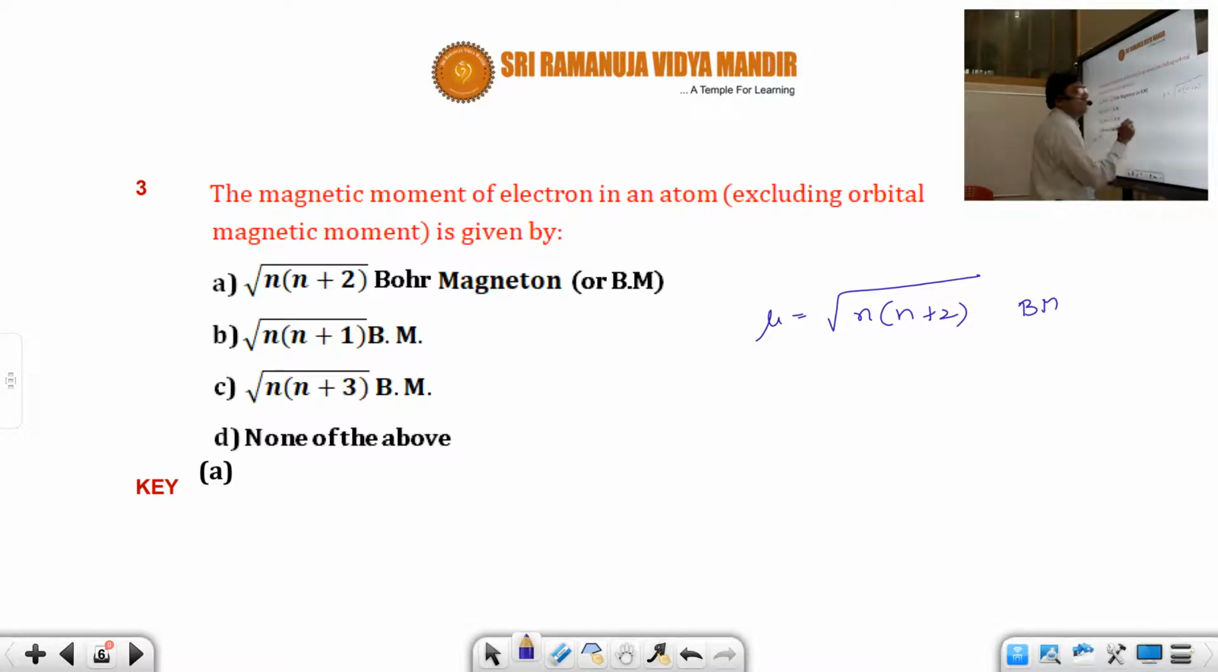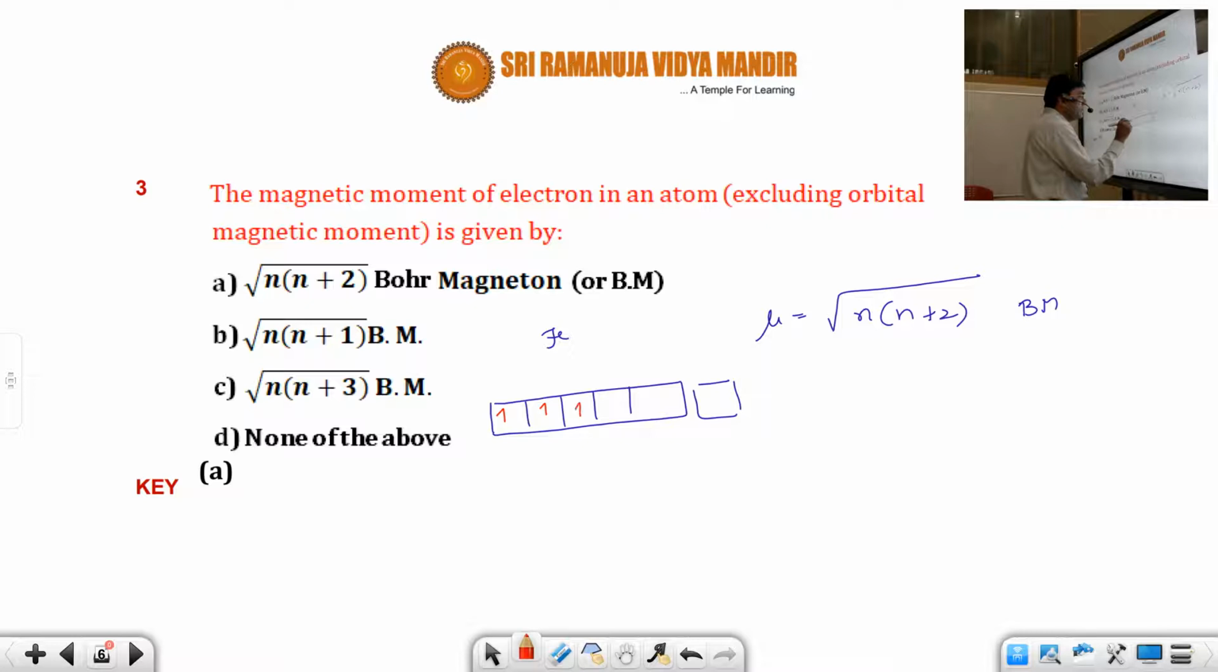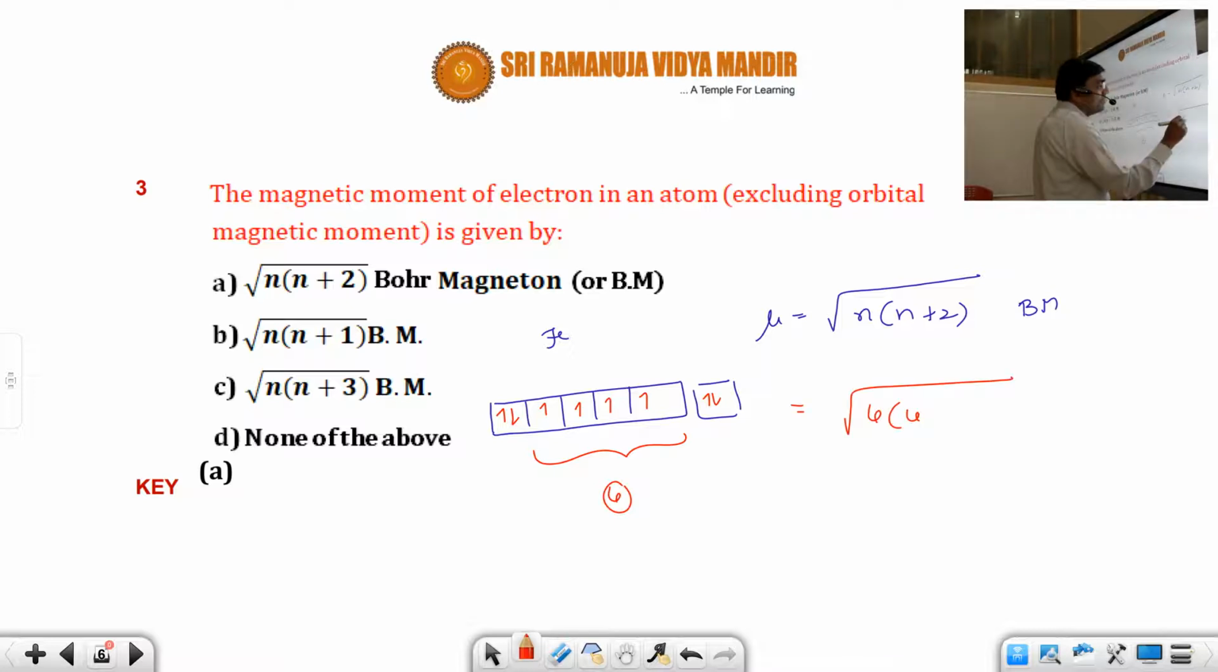For example, let us take iron. What is the iron electronic configuration? Can you tell me? Iron electronic configuration is 3d6 4s2. Agreed? Now, how many unpaired electrons are there? There are 4 unpaired electrons. So what is the n value? N is the number of unpaired electrons. So 4 into 4 plus 2 BM. So this is the answer. You simplify it, that is the answer.